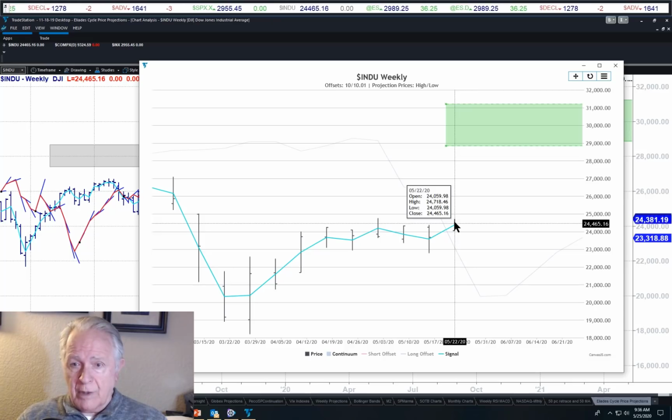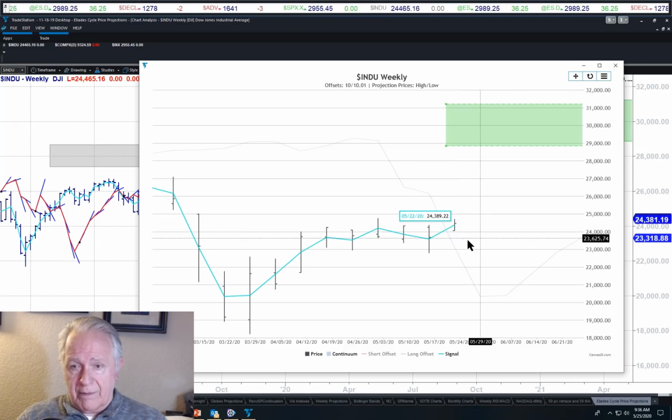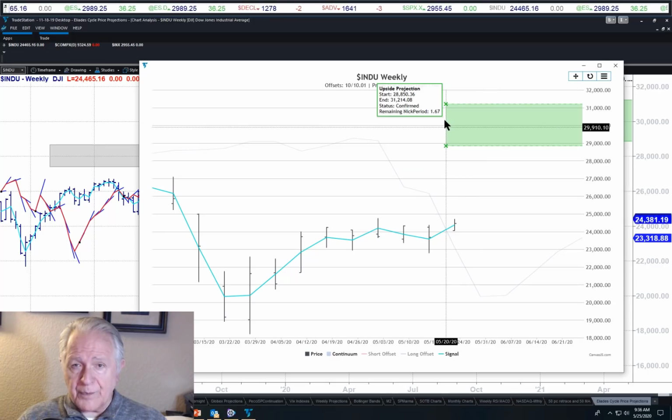Now, mind you, you can still come down. You can come down significantly over the next few weeks, down as low as the old lows, and still have this upside projection remain intact. But the projection for the Dow, which has been confirmed, is calling for 28,850 and change to 31,214 and change on the Dow.